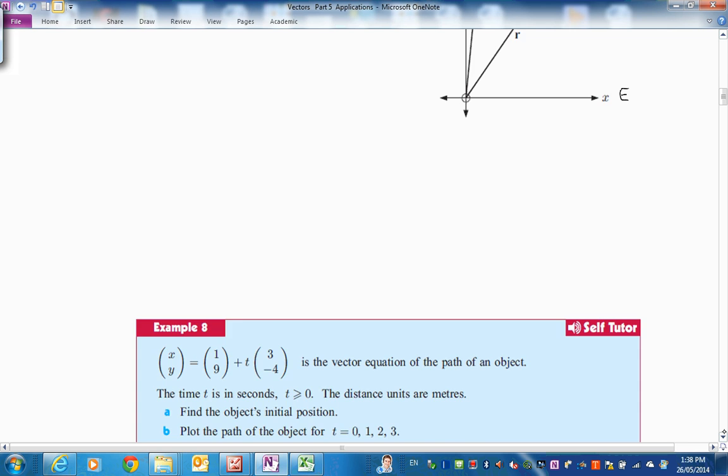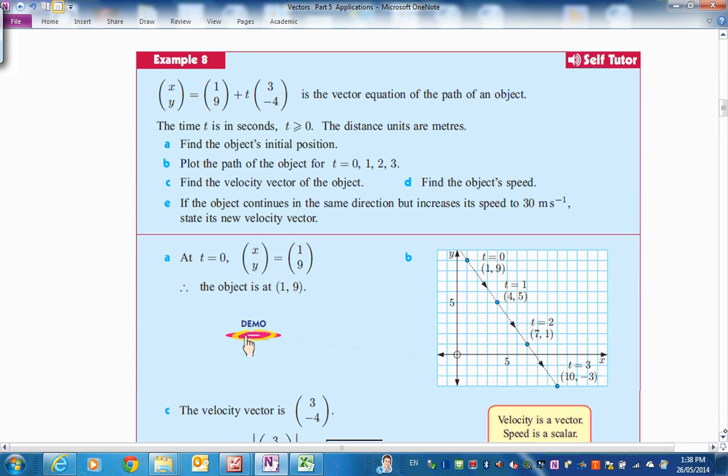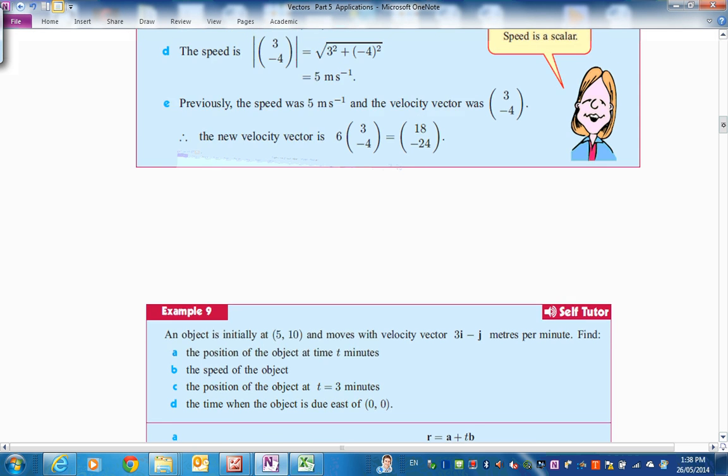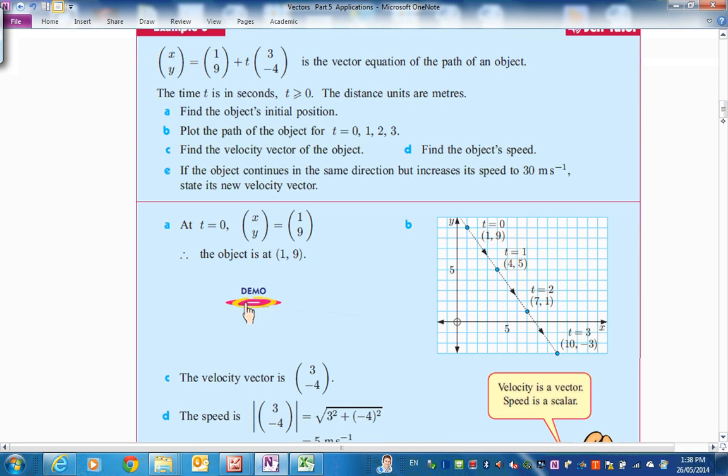And here's the first example from Haese and Harris publications. We'll just come back up. So here we go. We're going to try and interpret this as a vector equation of the path of an object. So we're going to use this as the velocity and this is time.